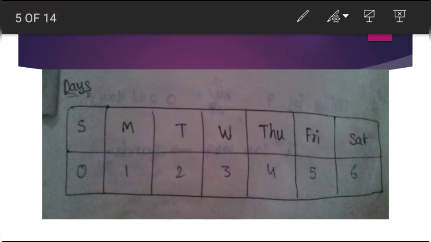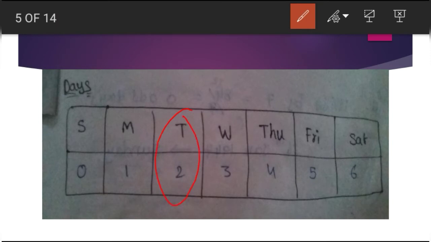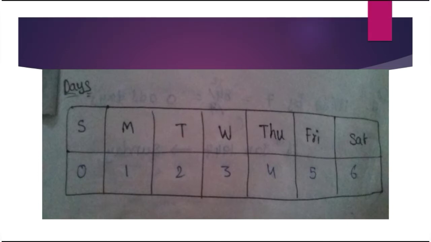Remember, for Sunday it is 0, Monday 1, Tuesday 2, Wednesday 3, Thursday 4, Friday 5, and Saturday 6. It is very easy to remember, right?